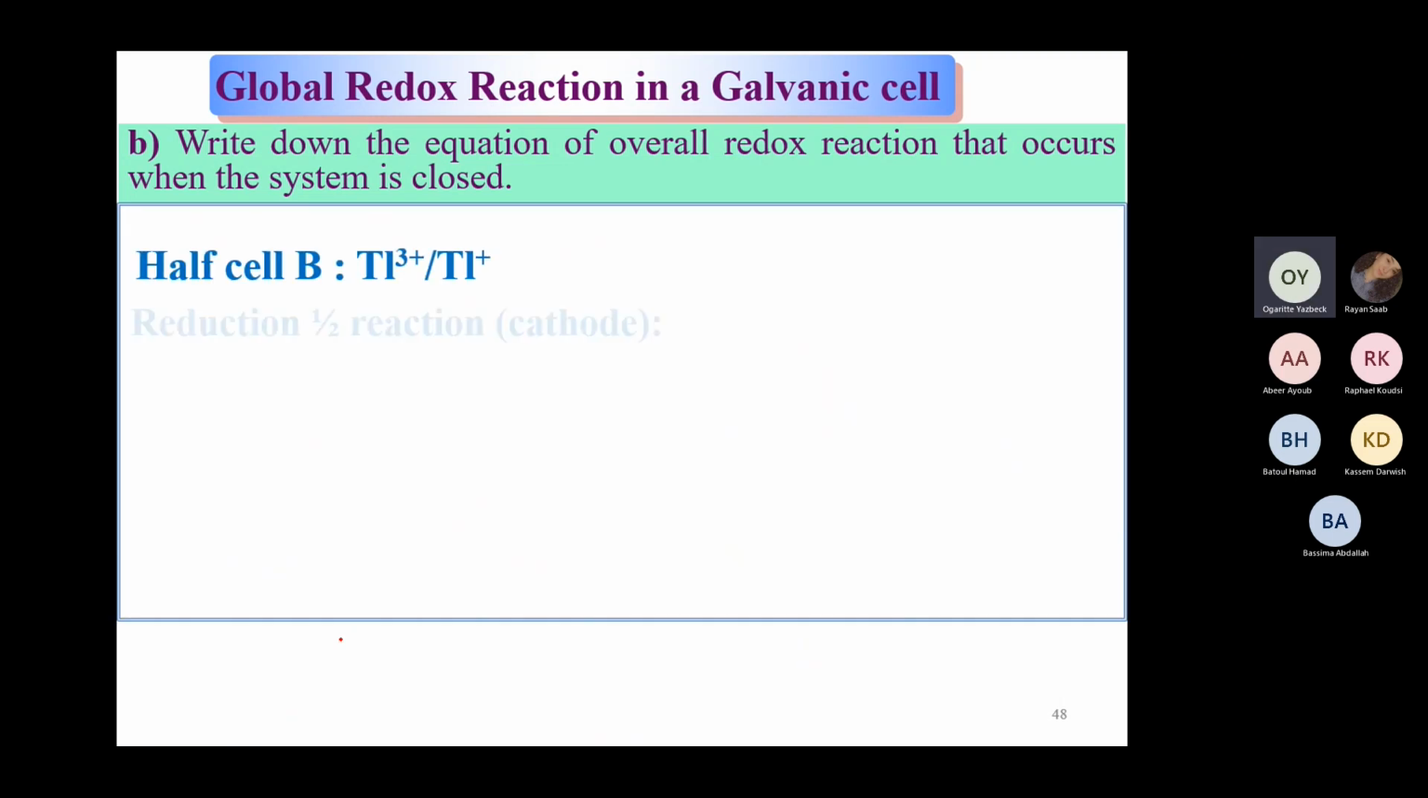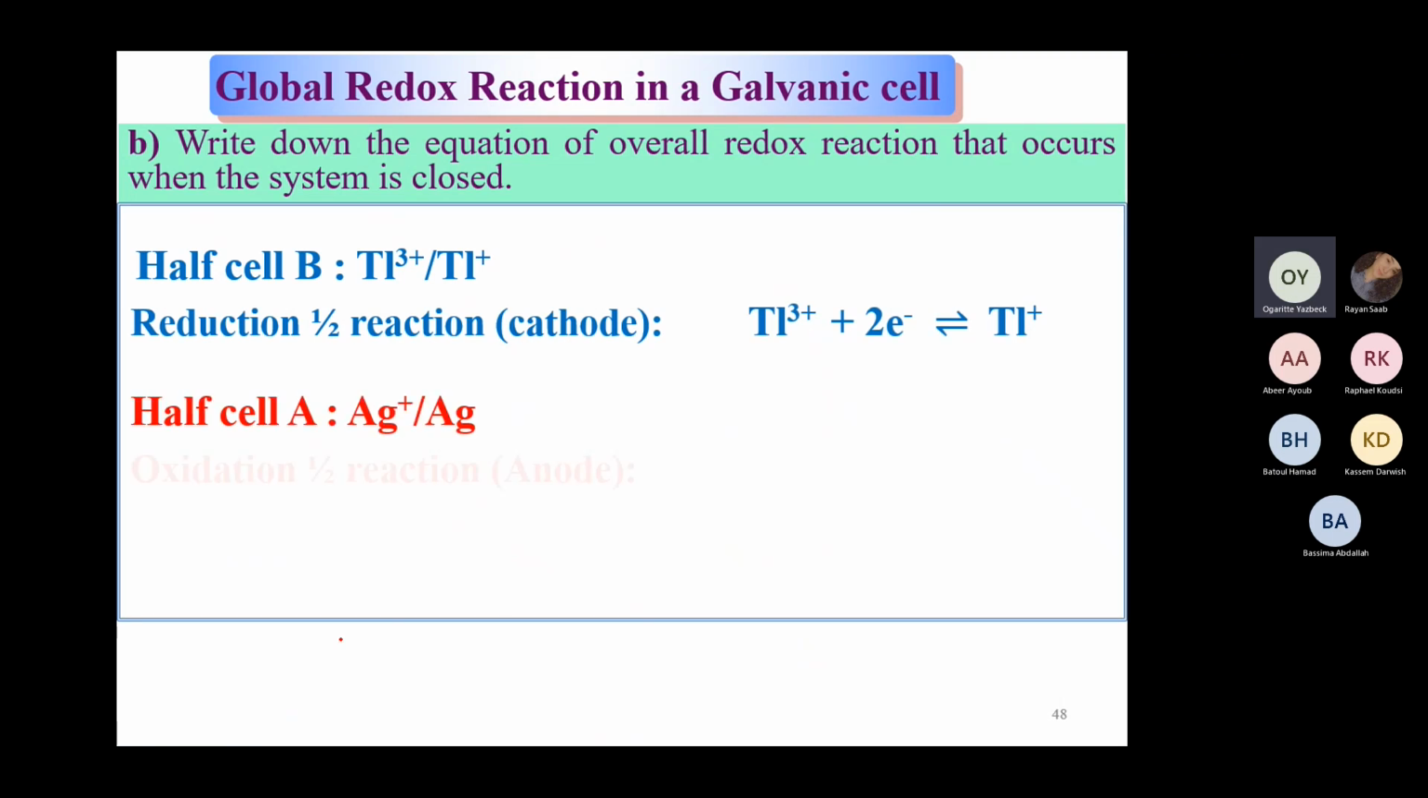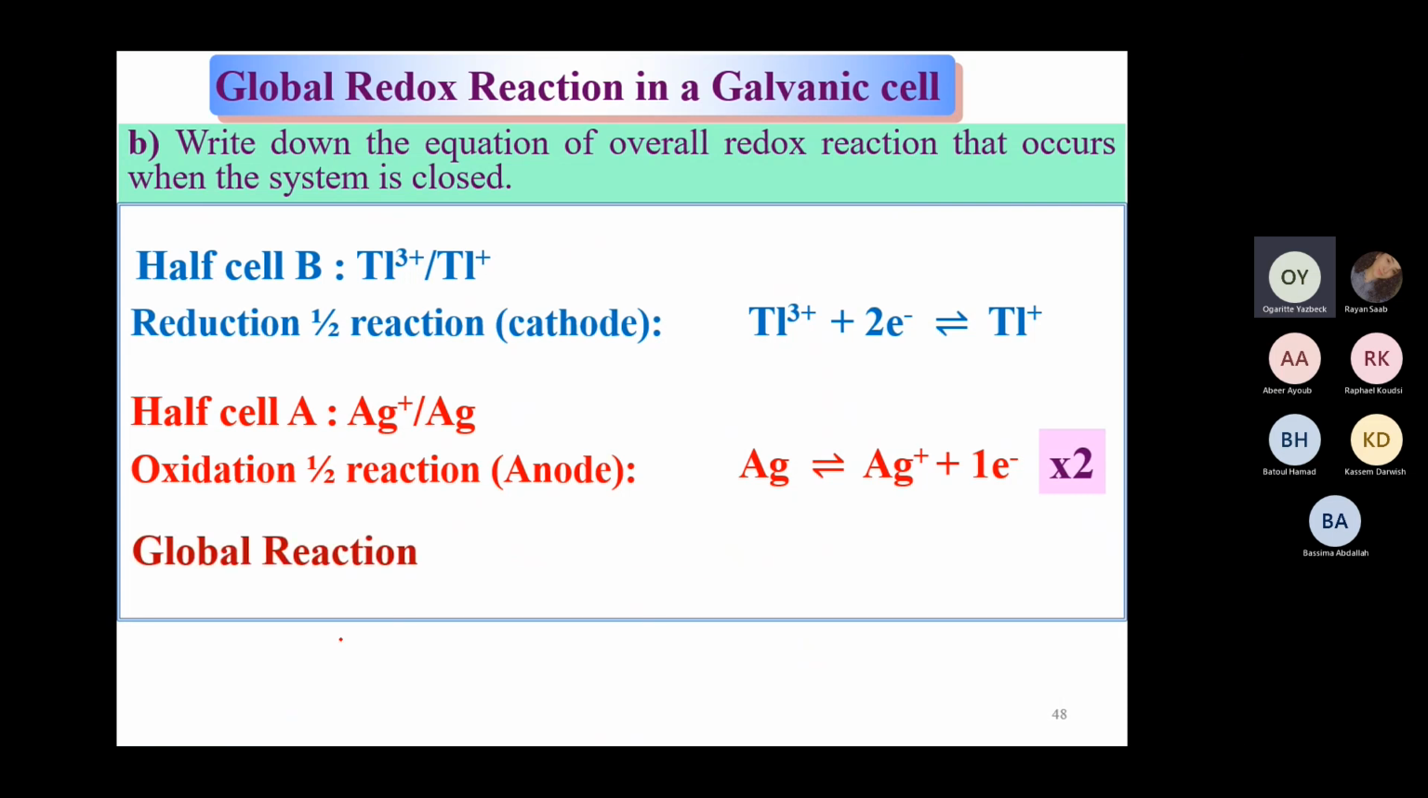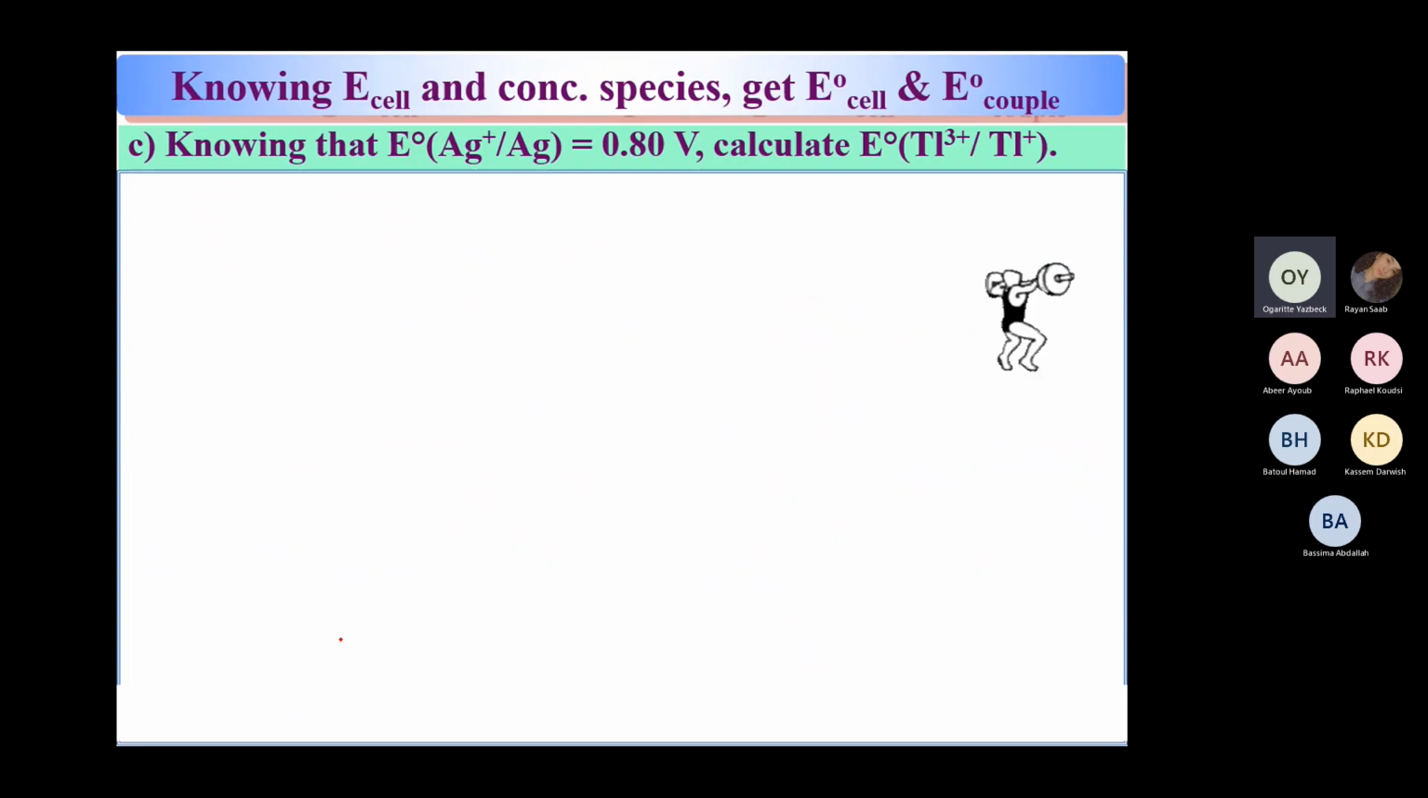Write down the overall equation. So we have tellurium, I already wrote it before, and the Ag half reaction is the oxidation half. So I write it in terms of oxidation, and for the overall reaction, I must multiply the Ag by 2 to cancel the electrons, and you add the two equations. Okay, next. Knowing that E naught is that, what is the E naught of tellurium?